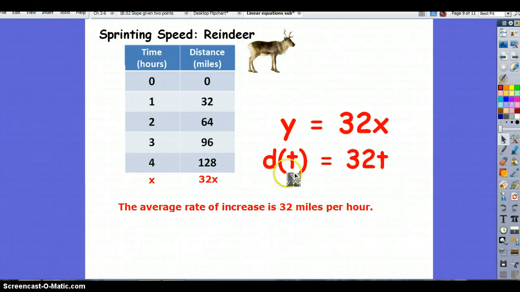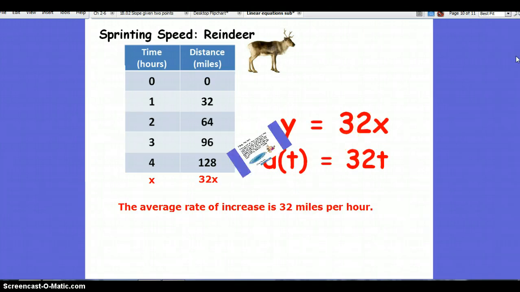At this point, you guys should have already checked this one out. And we have the 32 as the average rate of change, okay?